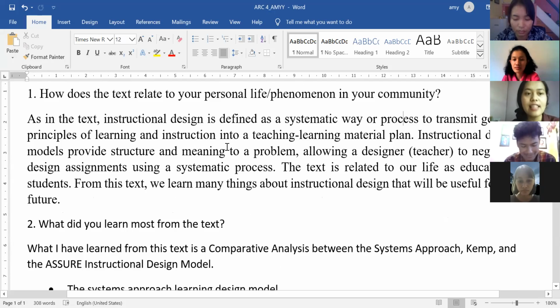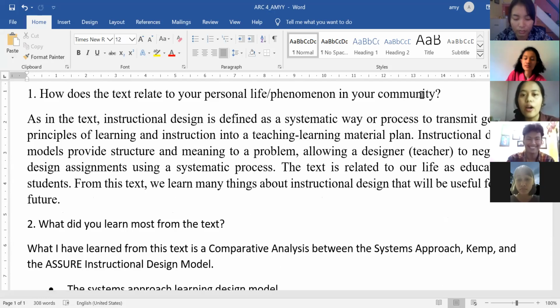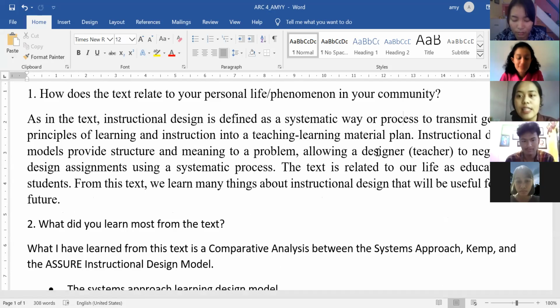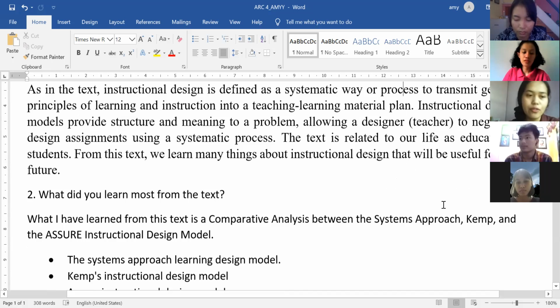The first question is, how does the text relate to your personal life or phenomenon in your community? In the text, instructional design is defined as a systematic way or process to transmit general principles of learning and instruction into a teaching learning material plan. Instructional design models provide structure and meaning to a problem, allowing a designer or a teacher to negotiate design assignments using a systematic process. The text is related to our life as education students. From this text, we can learn many things about instructional design that will be useful for our future.